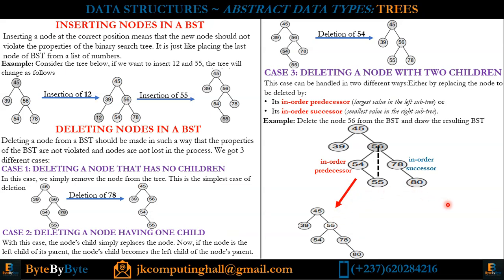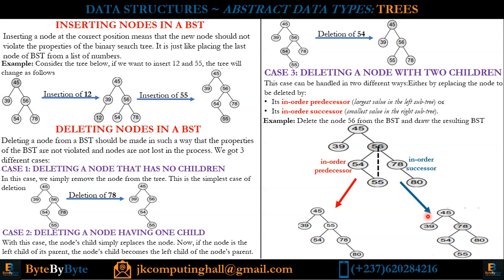But if I come to the right side, I must take the lowest value, which is 78. So in this case, 78 is the one that replaces the node 56, as you can see. So deleting 56 results in these two different binary search trees. So case 3 is the only case whereby we get two different binary search trees, whereas case 1 and case 2, same as inserting a node, result in only one unique binary search tree. So that is what we have when it comes to inserting and deleting a node in a binary search tree.